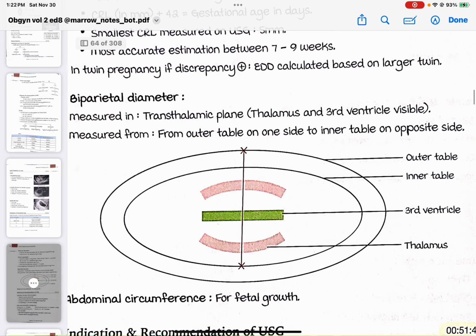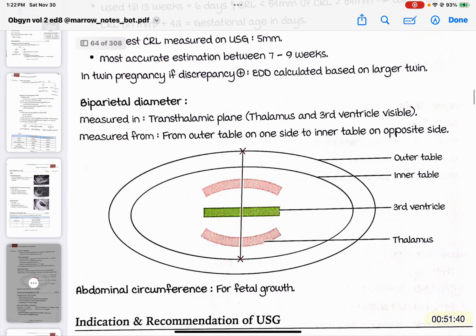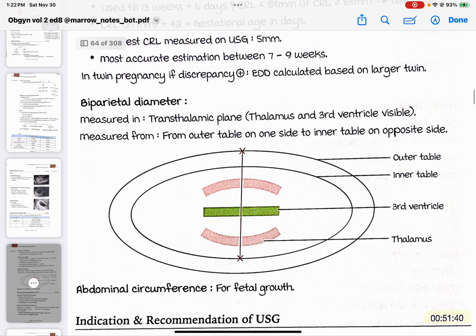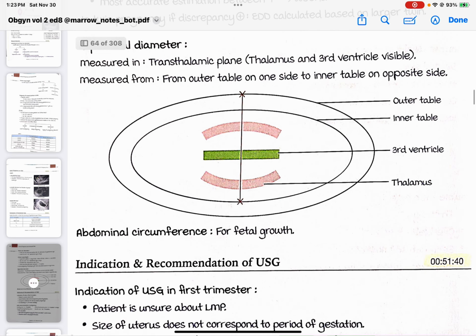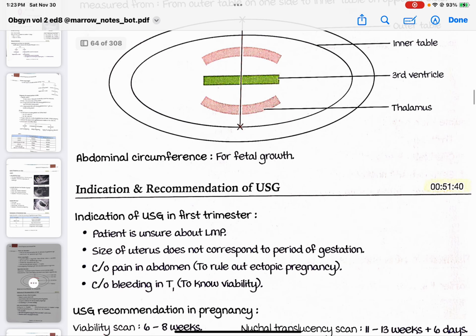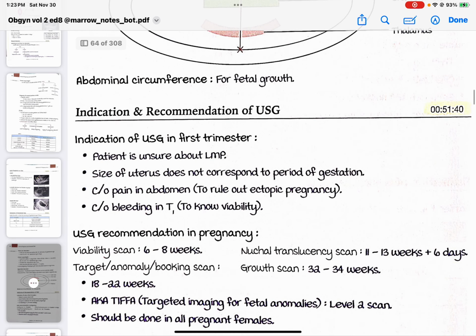Biparietal diameter is measured in the transthalamic plane, where thalamus and third ventricle are visible, measured from outer table on one side to inner table on the opposite side: outer table, inner table, third ventricle, thalamus. Abdominal circumference is used for fetal growth.